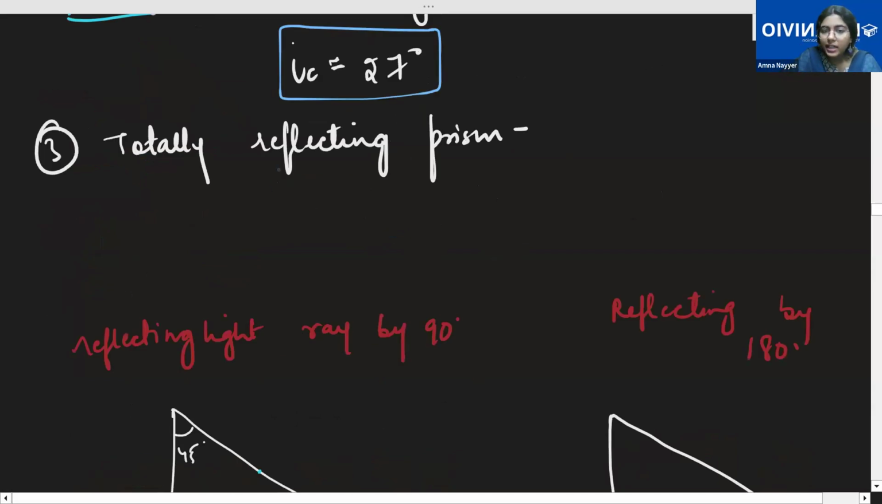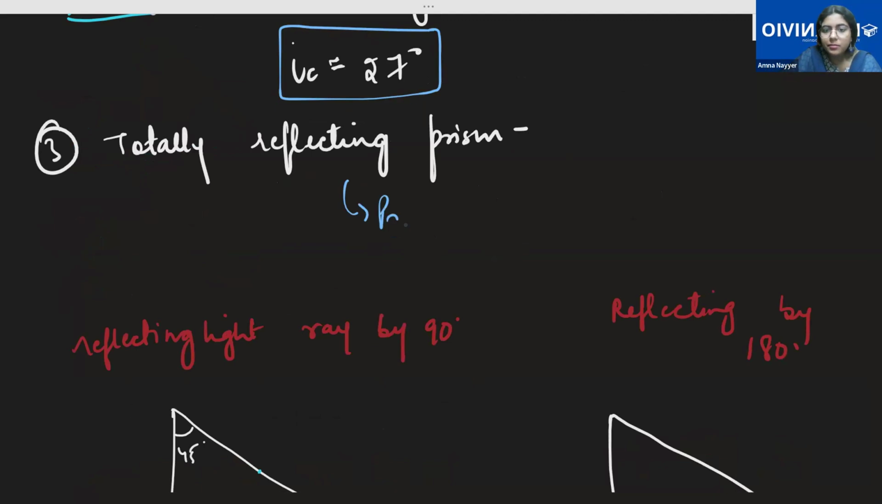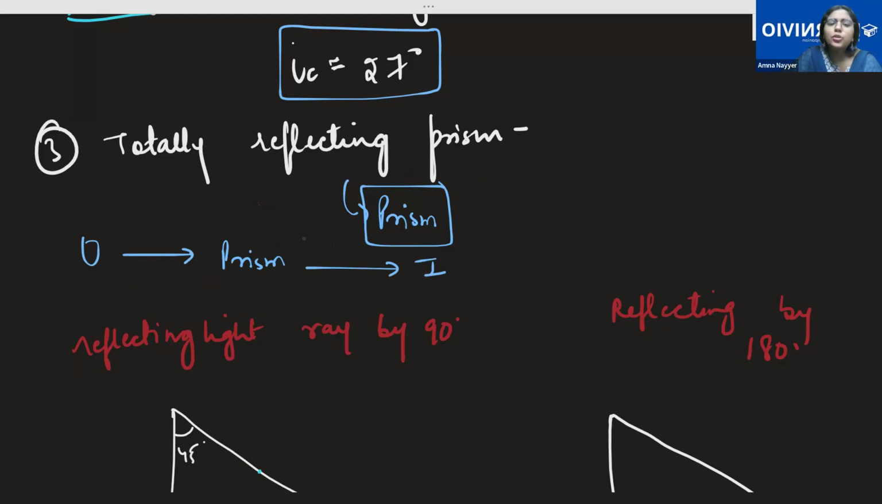Totally reflecting prism. See, prism we'll be doing in detail separately. You have a topic, prism, dispersion of light and all. We'll be doing it at the end when all the topics are over. In fact, after optical instruments, we'll try to cover this topic, prism. In a totally reflecting prism, you have the object, the light ray passes through the prism, and the image is formed. That's simple. Usually prisms are used for dispersion of light. That's a very good advantage of it, and a lot of things we'll see in prism itself. Angle of deviation and all will come.